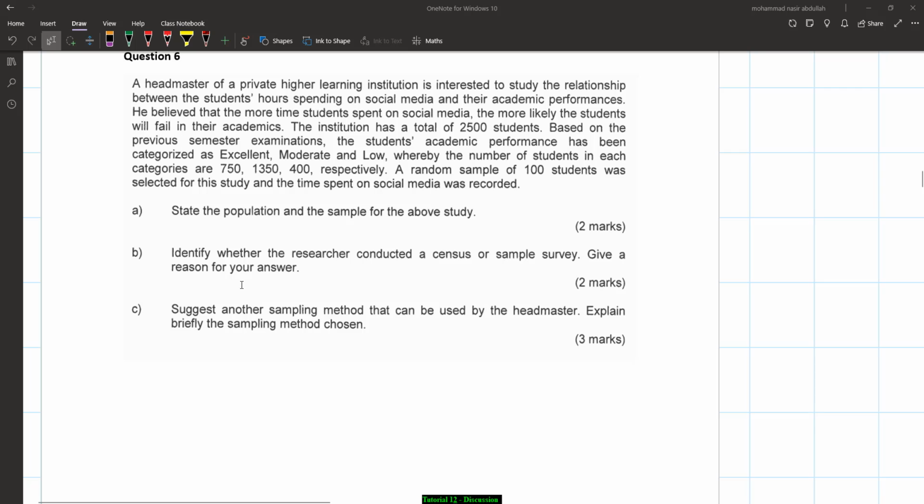Okay, so now let's get into question number 6. The headmaster of a private higher learning institution is interested to study the relationship between the students' hours spent on social media and their academic performance. He believed that the more time students spend on social media, the more likely students will fail their academics.